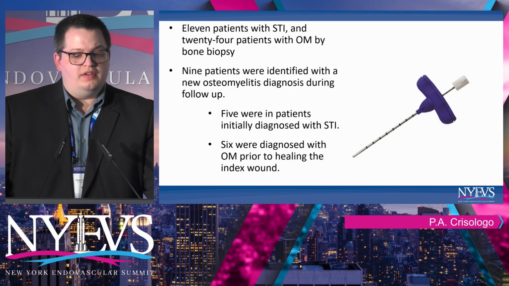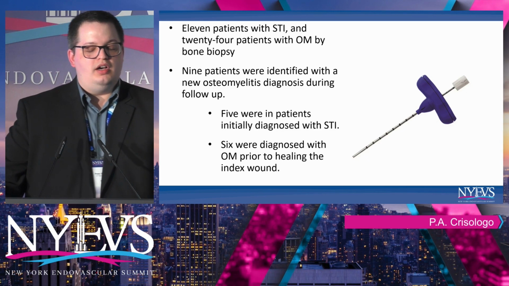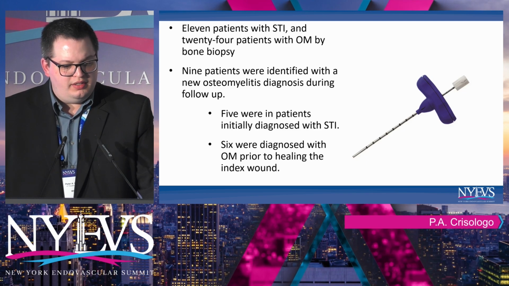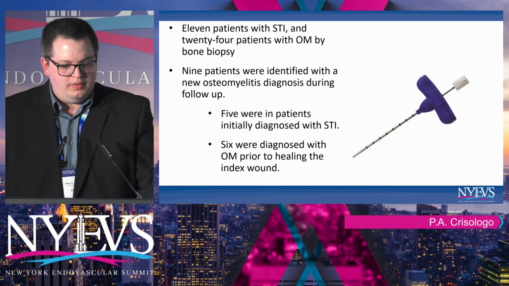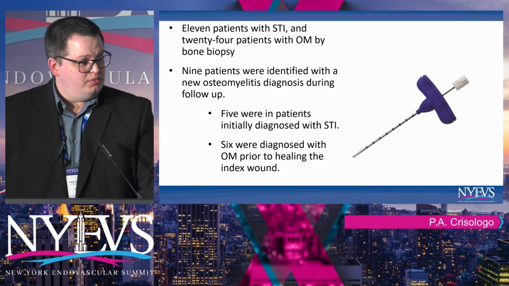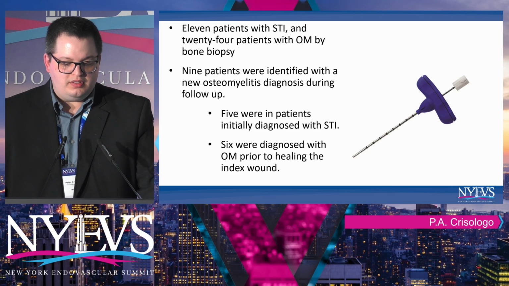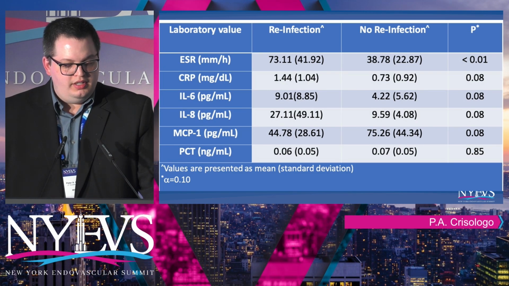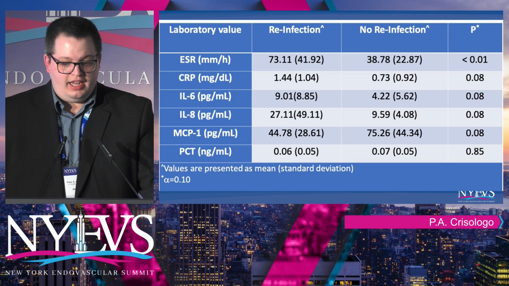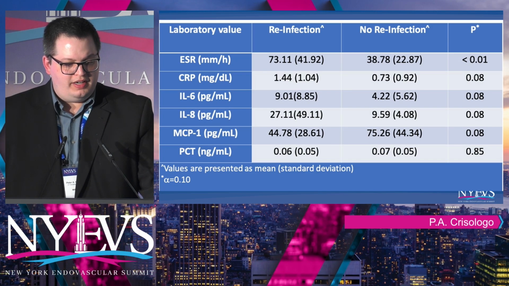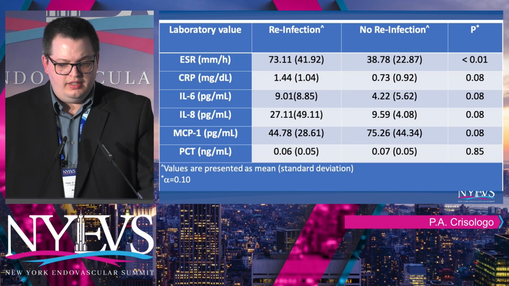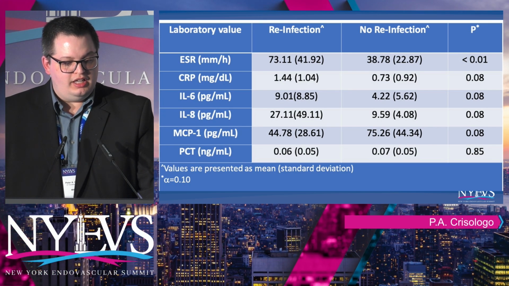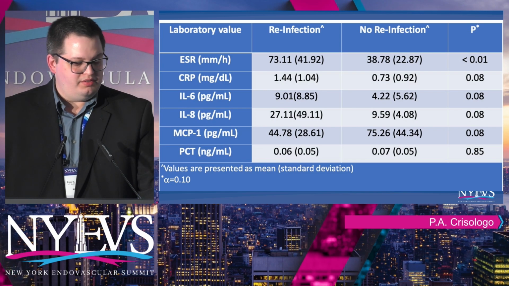11 patients had a soft tissue infection and 24 patients were found to have osteo, all by bone biopsy. In follow-up, 9 patients were identified with a new osteomyelitis diagnosis. 5 of those patients were initially diagnosed with soft tissue infection and 6 previously with bone infection. And this is what we found. Once again, SED rate actually came out on top for reinfection, with an average value of 73. And then we had a little bit of signal with CRP, IL-6, IL-8, and MCP-1, with no difference in procalcitonin.